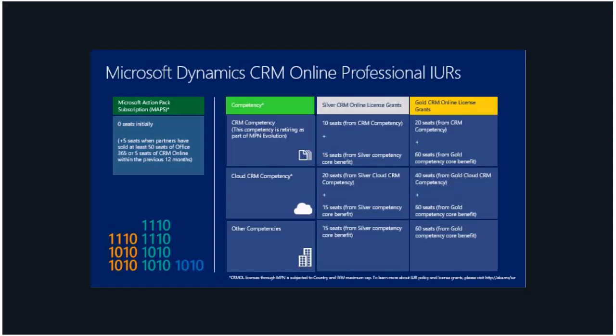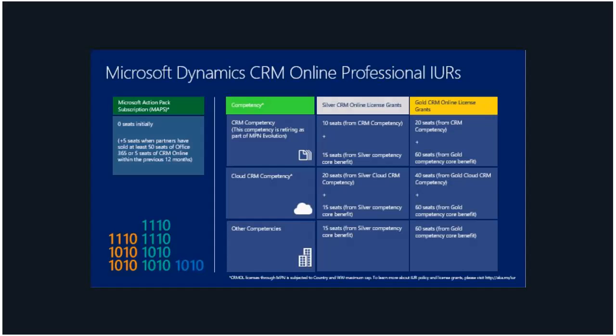Moving on to Microsoft Dynamics CRM Online Professional. For Action Pack subscription, you don't get any seats initially, but you get 5 seats when you sell 50 seats of Office 365 or 5 seats of CRM Online. If you are an Action Pack subscriber and you really want Dynamics CRM Online and you have a valid business use for it, since you're on this call, if you want to send me a message on Yammer, we can see if we can make that happen as well.